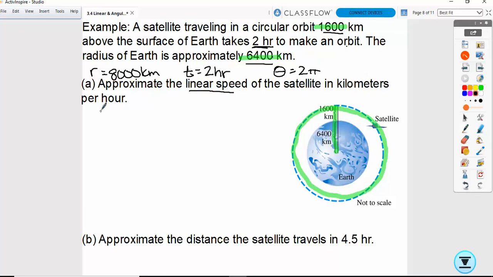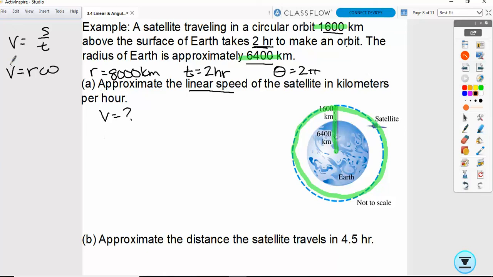Linear speed is what? In kilometers per hour. So my formulas, the ones that have V, are V equals S over T. We have T, but we don't have S. Or V equals R omega. I have R, but I don't have omega. So either way, we're going to have to find something before we can use one of these formulas. Which one do you want to use? It doesn't matter, we can do either one. Pick one for me. Omega.